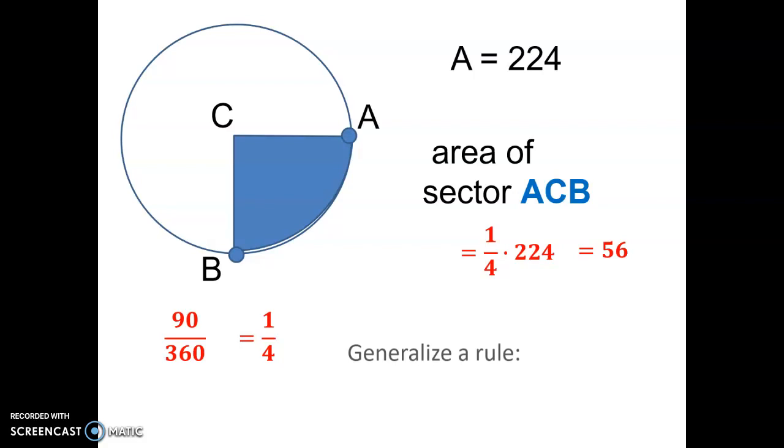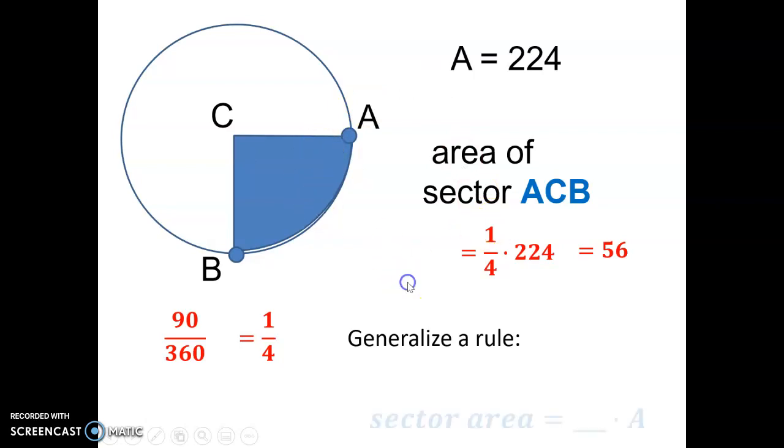Well, let's try. Let's generalize a rule. So what do you think? What should the rule be if we didn't know the angle? I mean, if the angle was unknown angle theta or some unknown angle, how would we create a rule to represent this? Well, the rule could just be sector area equals something times the full area, right?